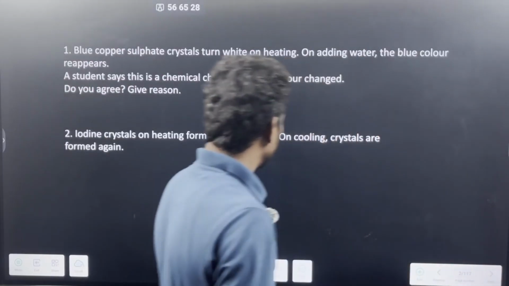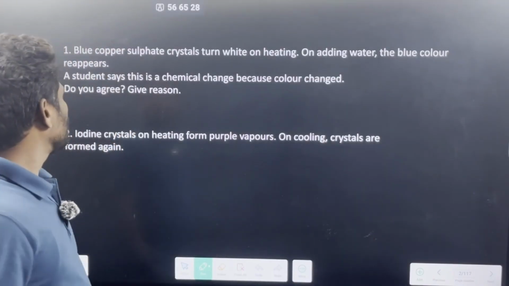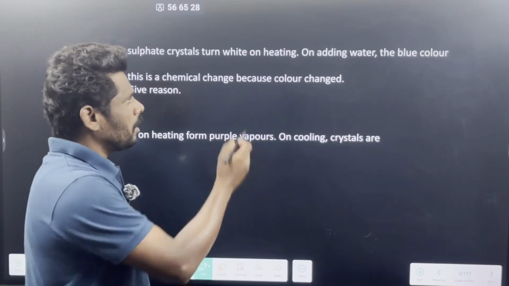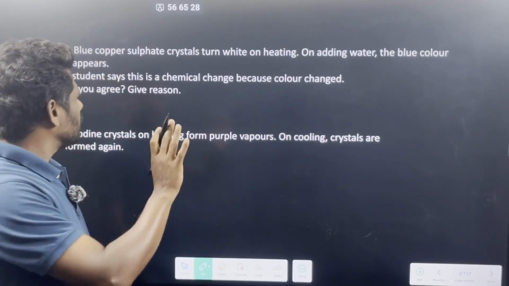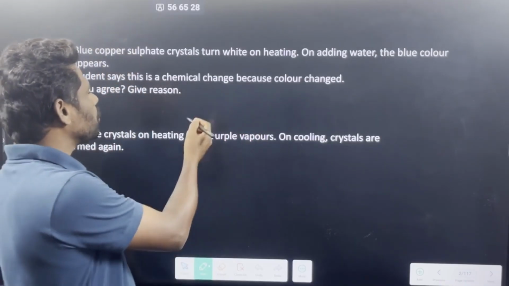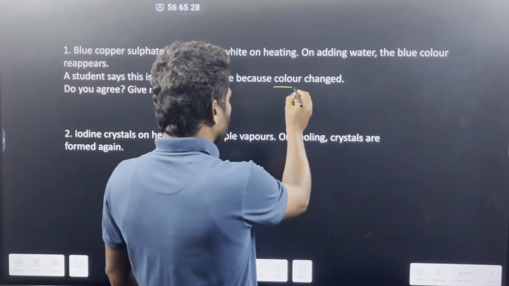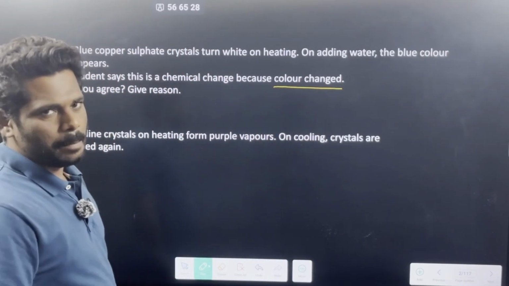For that, let me have a simple question on the board here. That is, the blue color copper sulfate crystals turn white on heating. On adding water, the blue color reappears. A student says this is a chemical change because color changed. Do you agree? Give reason. So the thing mainly observed by the student here is change in the color.